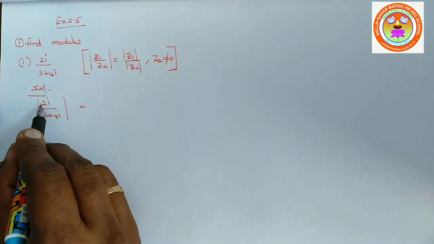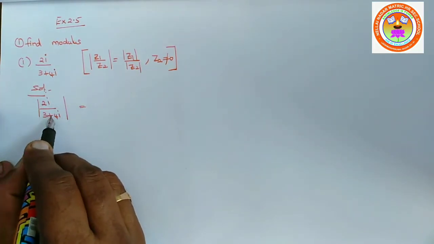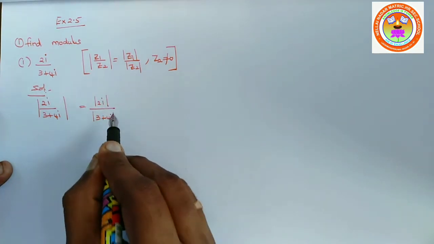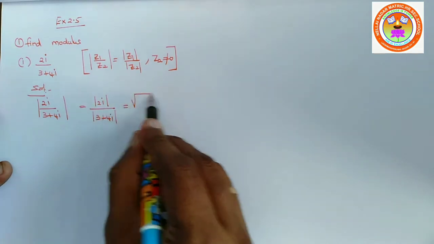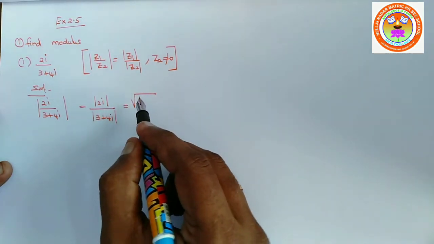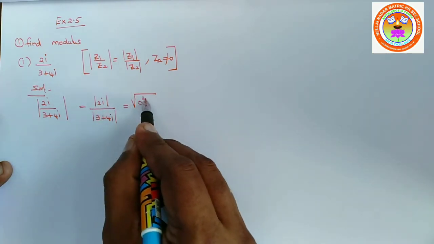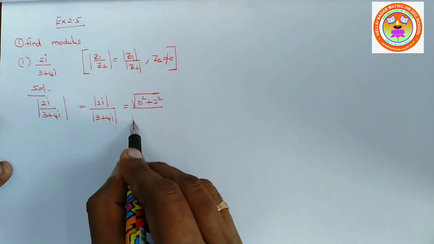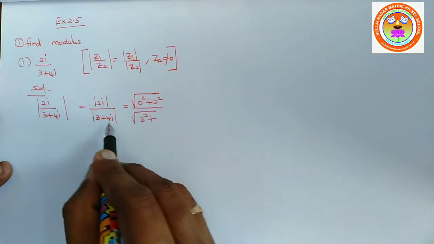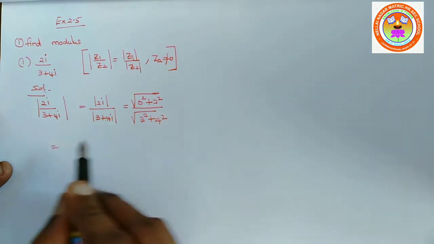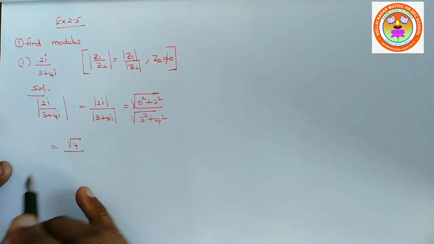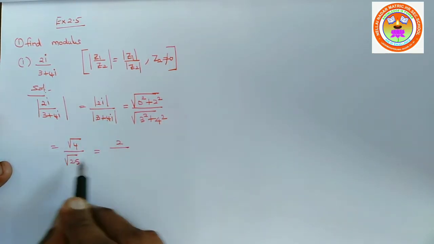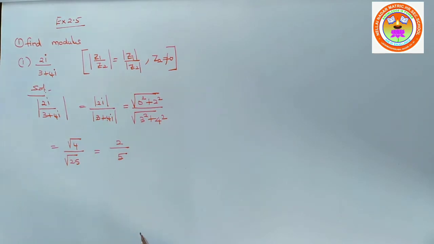The same way, we separate the modulus for numerator and denominator. Modulus of 2i divided by modulus of 3 plus 4i. Modulus is the square root of real square plus imaginary square. Here real is absent, so 0 square, and the imaginary coefficient is 2, so 2 square, divided by the square root of 3 square plus 4 square. 2 square is 4, so the square root of 4 divided by the square root of 25. The square root of 4 is 2 and the square root of 25 is 5. So the answer is 2 by 5.